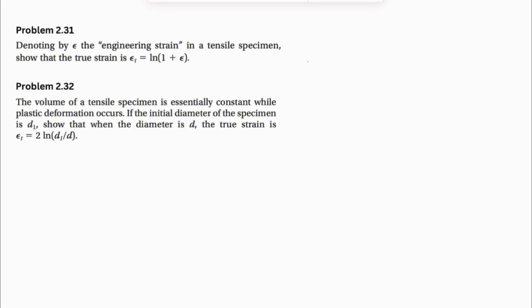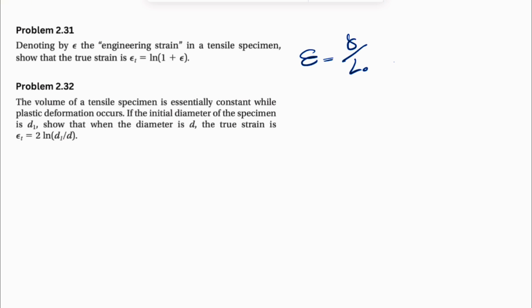Denoting epsilon as the engineering strain in a sample that is in tension, we need to show that the true strain, which we're going to show with epsilon t, is equal to natural log of 1 plus epsilon. So first of all, we have engineering strain, which we show with epsilon, and that would be the deformation over the initial length, or L0.